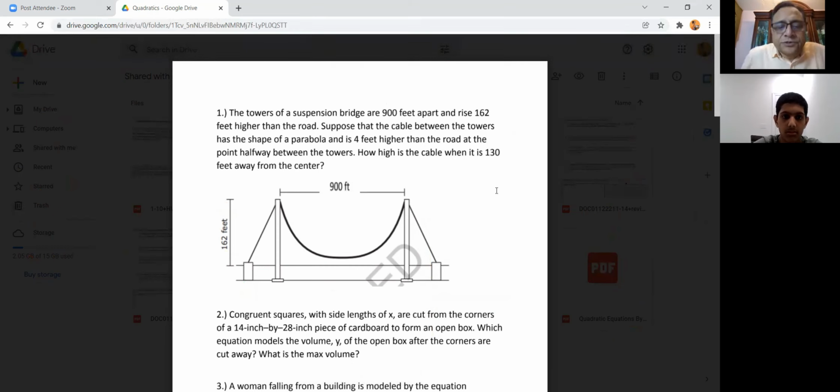Okay, so question number 1. Can you please read the question? The towers of a suspension bridge are 900 feet apart and rise 162 feet higher than the road. Suppose that the cable between the towers has the shape of a parabola and is 4 feet higher than the road at the point halfway between the towers. How high is the cable when it is 130 feet away from the center?